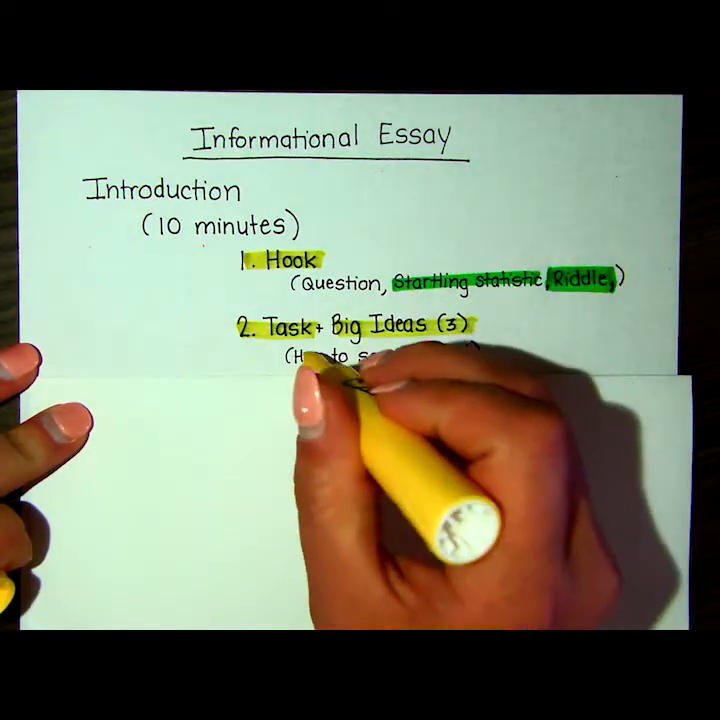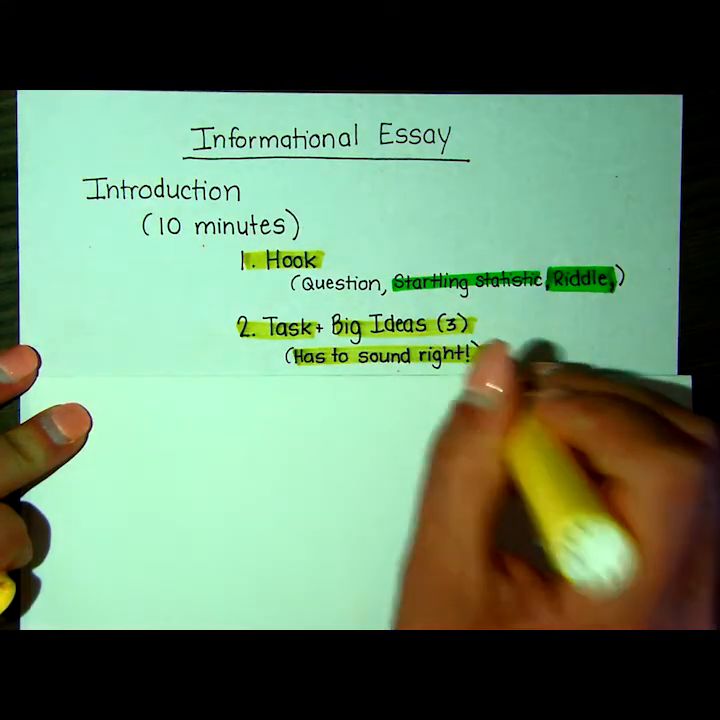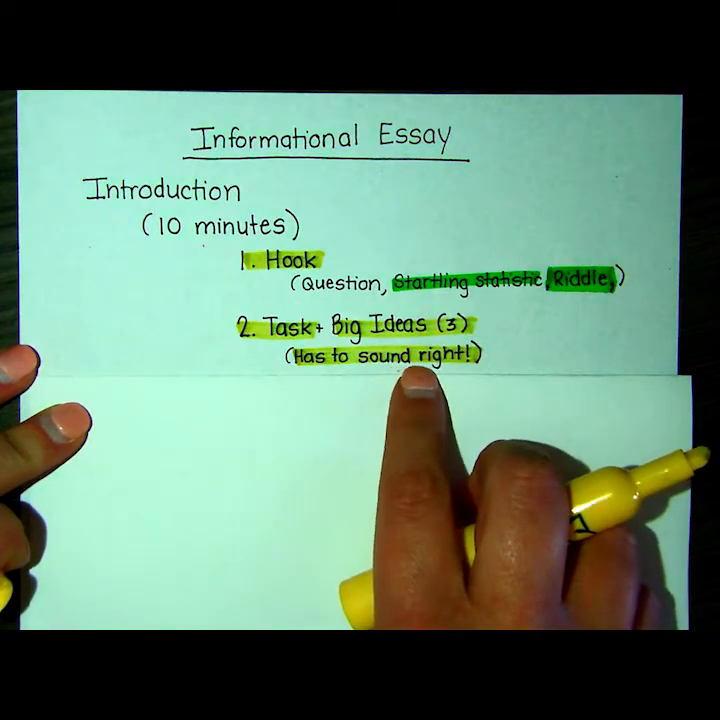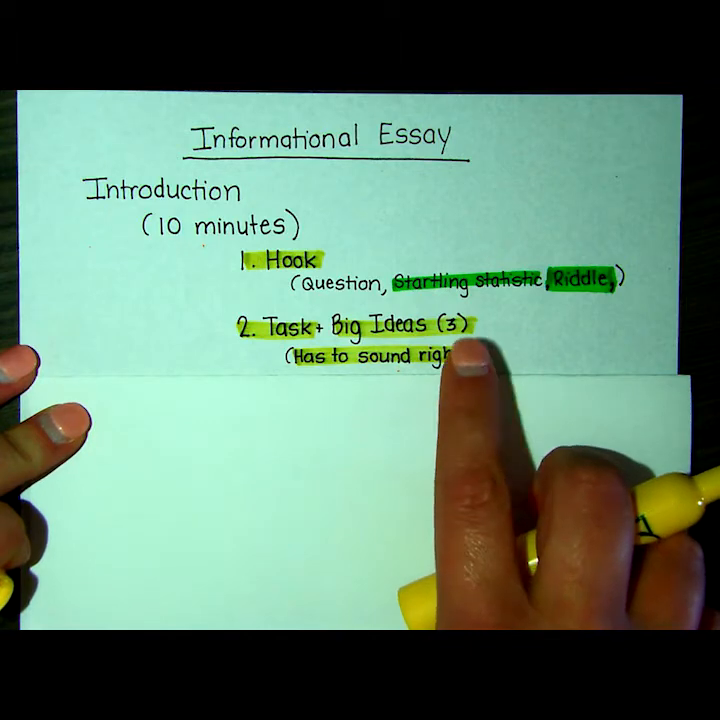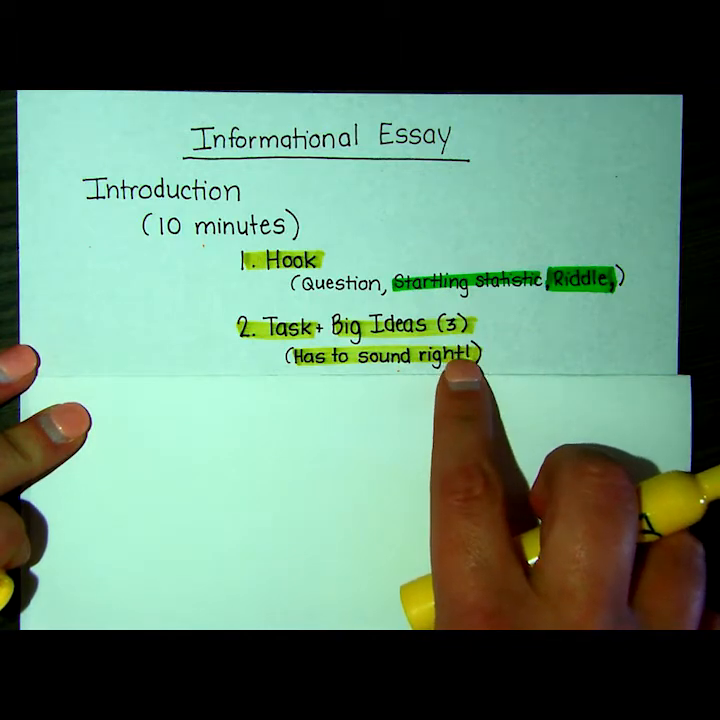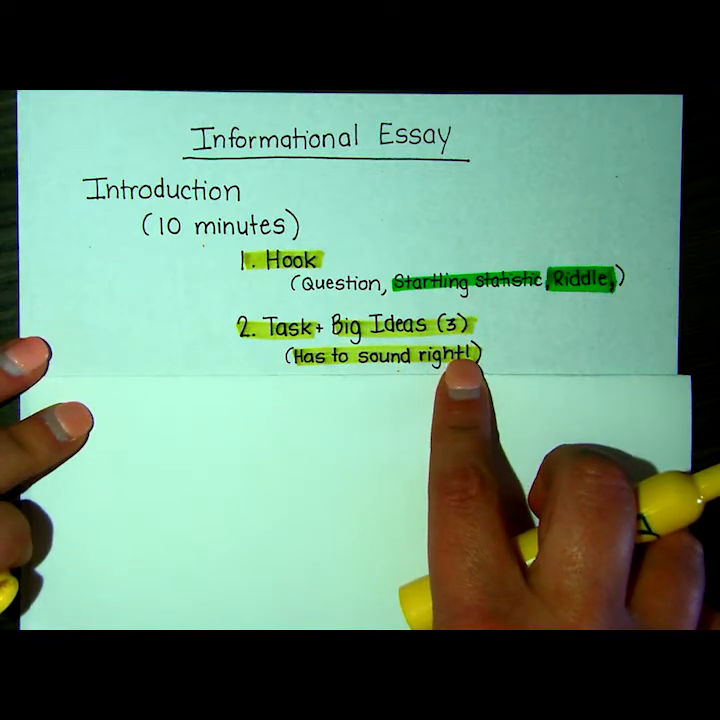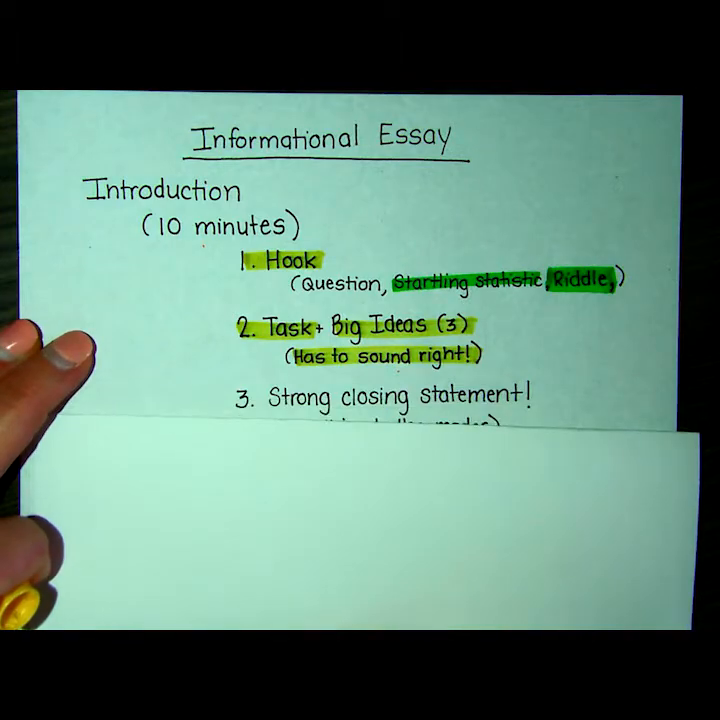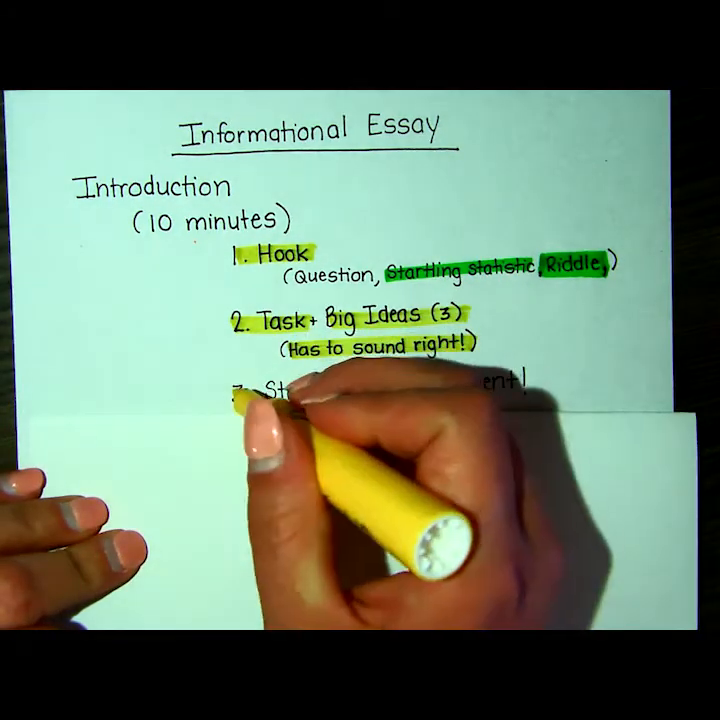We know that sometimes that sentence where we try to list our 3 big ideas can be kind of tricky. Sometimes we even have to break it into 2 sentences. My suggestion: read that sentence out loud to yourself and ask yourself, does this sound right? Is this a complete sentence? The last part is a strong closing statement.